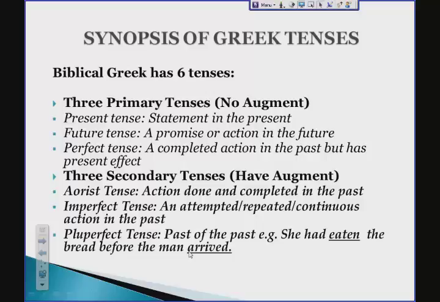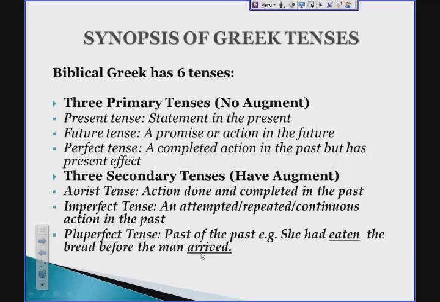Let me just give you an example. She had eaten the bread before the man arrived. Look at the two underlined verbs. First verb is eaten. It happens in the past. She has eaten. She ate. But then, before the man arrived. In other words, this action happened in the past before this other past action happened. So that's why I call it past of the past.